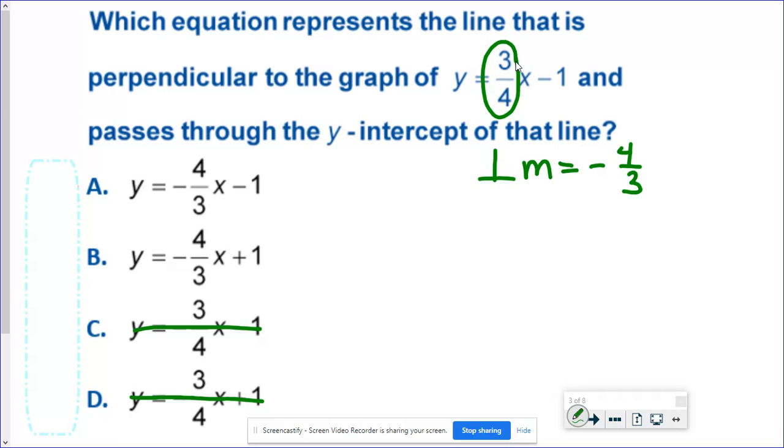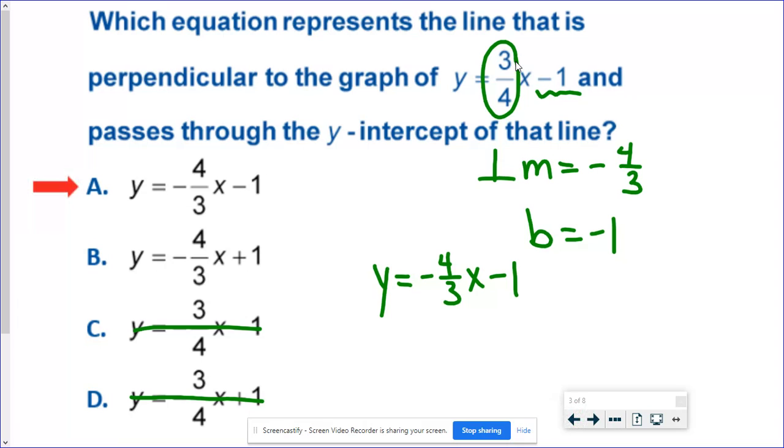It also says that I want to go through the same y-intercept of this line. The y-intercept in this case was this negative 1. So that means that my B is negative 1. So now I know my slope and I know my y-intercept. It's going to be y equals, here's my m, x, and then plus a negative 1 or just minus 1, which means A is going to be the correct answer.